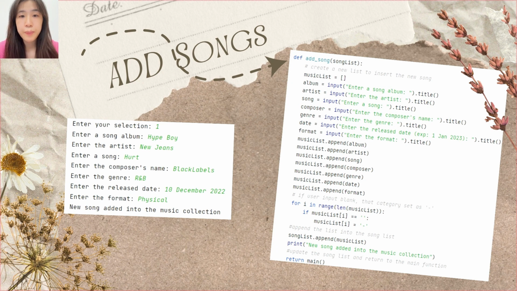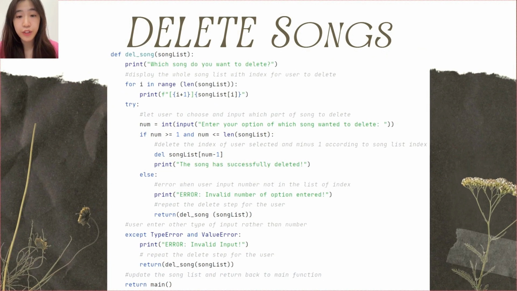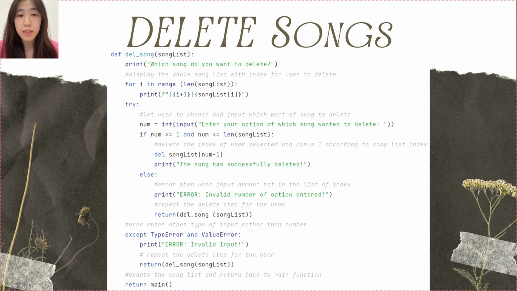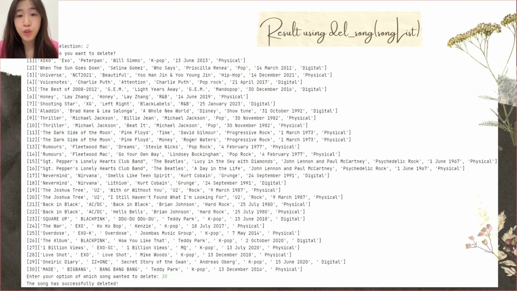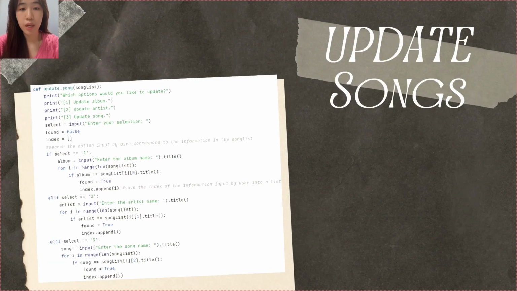If the user calls the add song function, it prompts the user to enter the attributes of the new song and creates a new list to store them. It then appends the new list to the song list. If the user selects the delete song function, the program will display the entire song list with specific indexes and let the user choose and input the index of the song they want to delete. If the user enters an index out of range or invalid input, the program will display an error message.